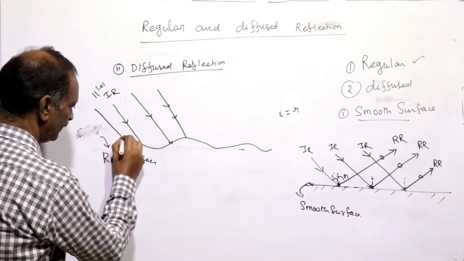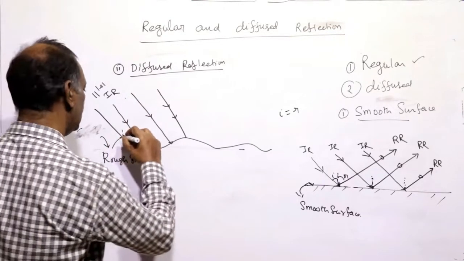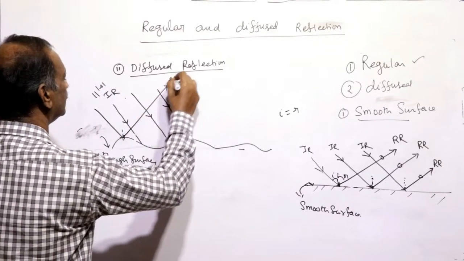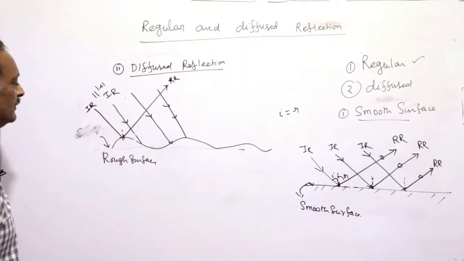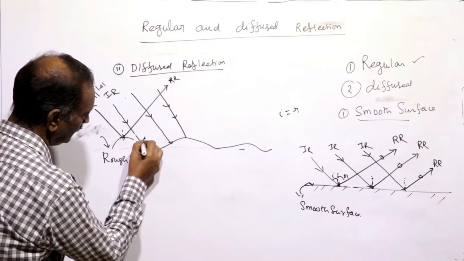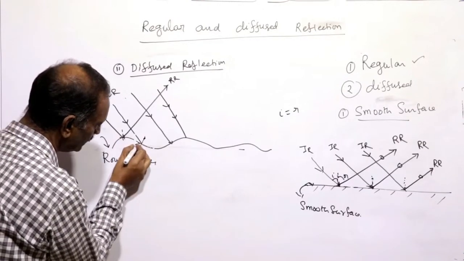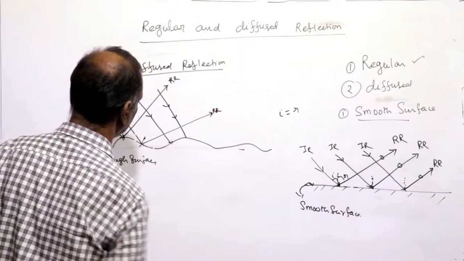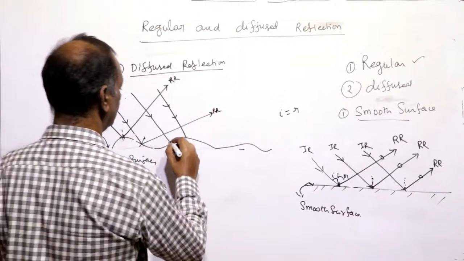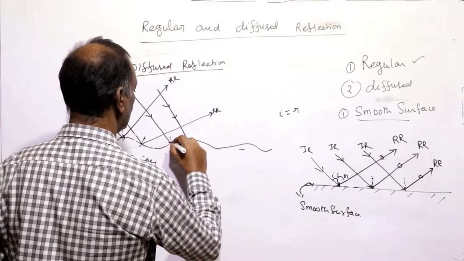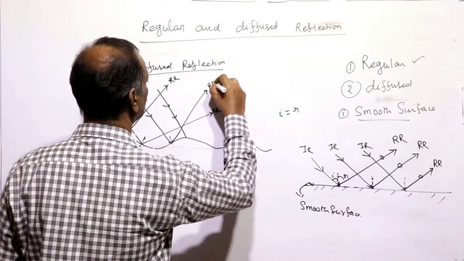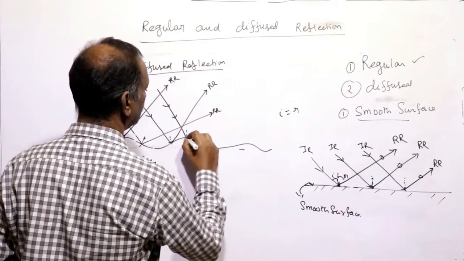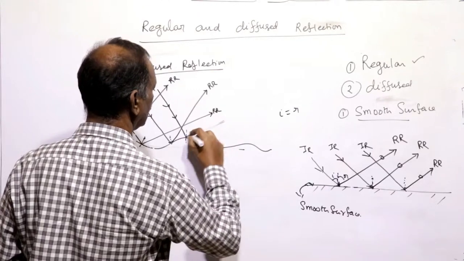For this, at the point of incidence, this will be the normal. It will be reflected, I is equal to R. Here, the normal will be like this because the normal is perpendicular to the surface at this place, so the reflected ray will move like this. For this point, this will be the normal, and accordingly it will move like this. And for this one there will be a normal, and it will move like this.